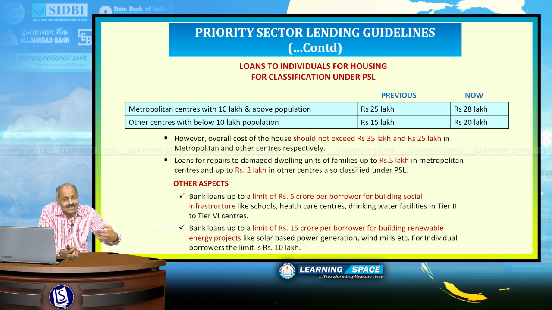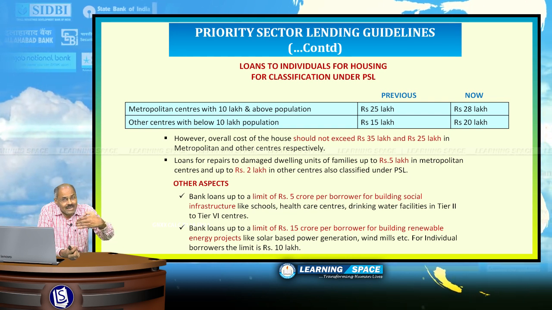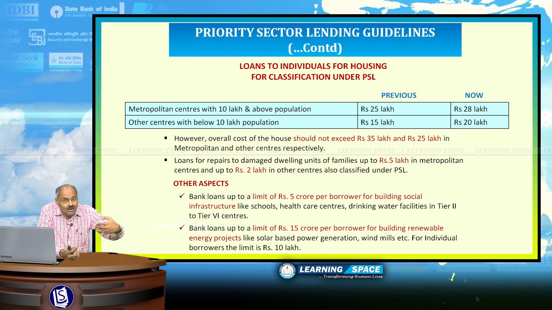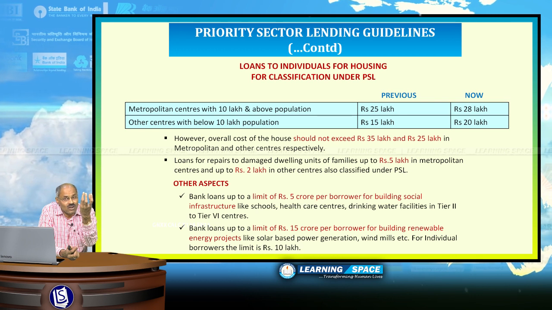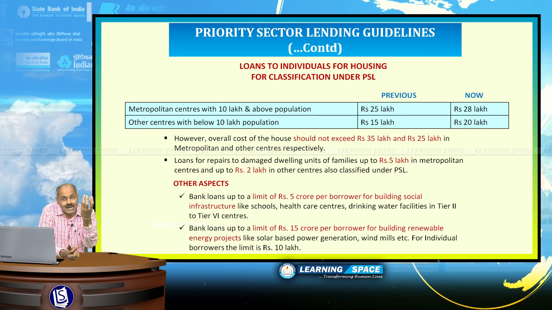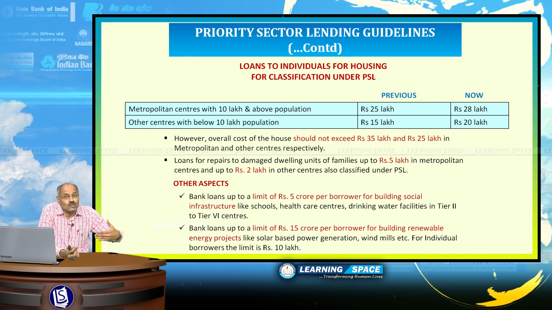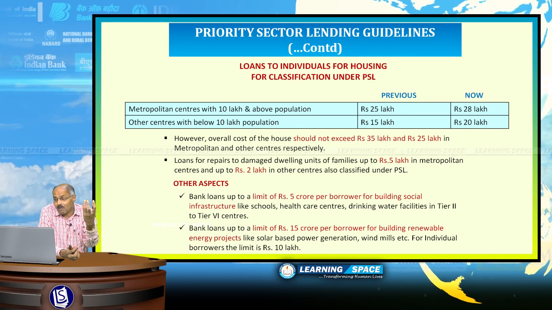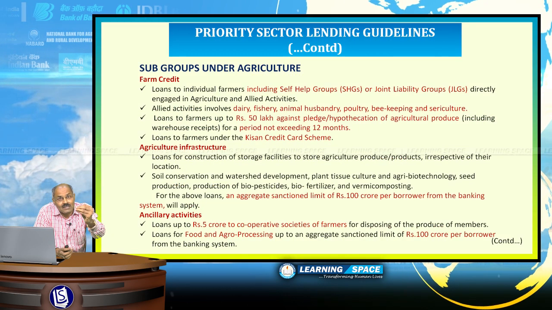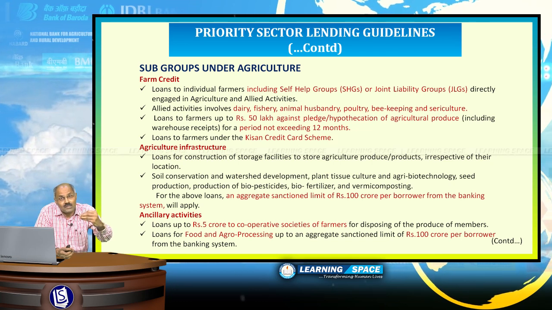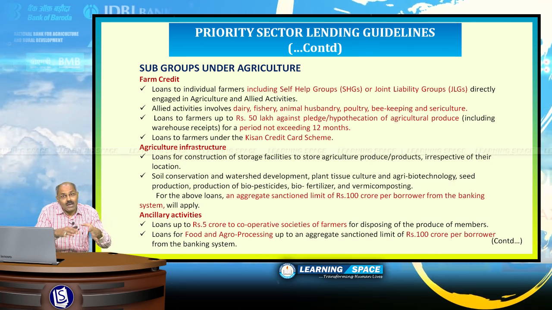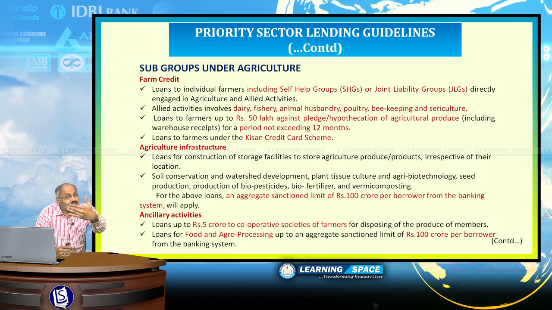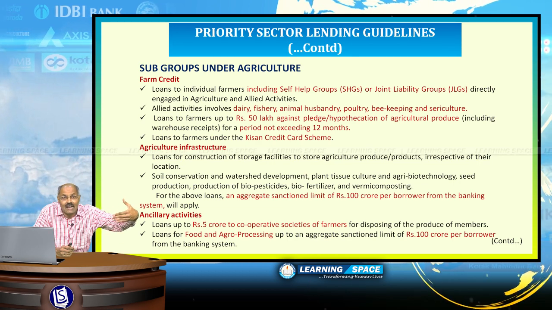In tier 2 to tier 6 centers, if someone is constructing a hospital, a school, or providing drinking water facilities, loans up to rupees 5 crore will come under priority sector lending. Similarly, for renewable energy, loans up to 15 crore will come under priority sector lending. The allied activities under agriculture involve dairying, fishery, animal husbandry, poultry, beekeeping and sericulture. These are also considered allied activities under agriculture.